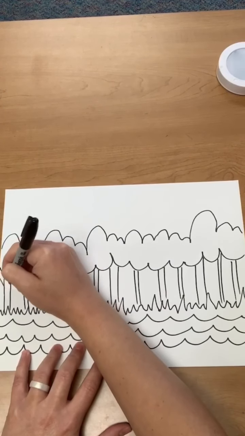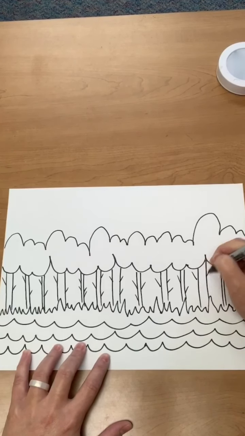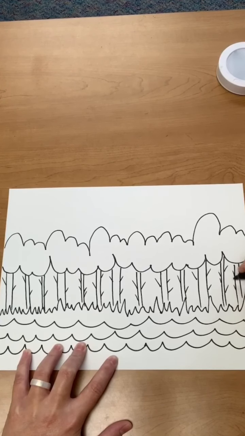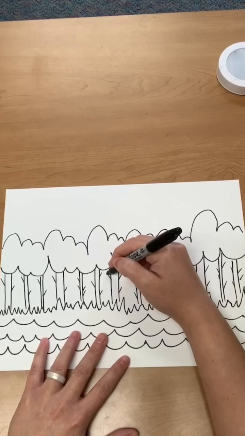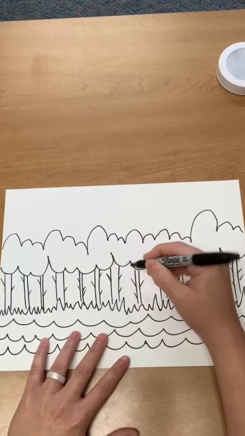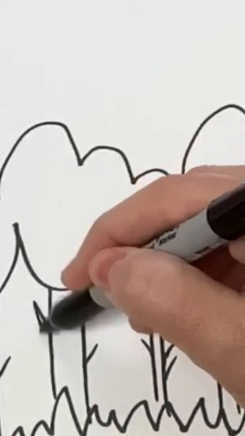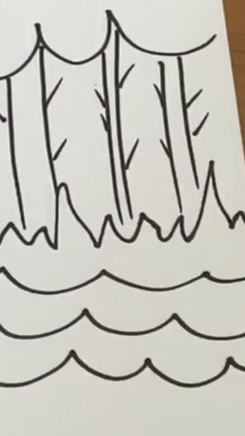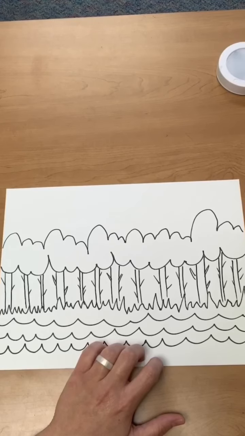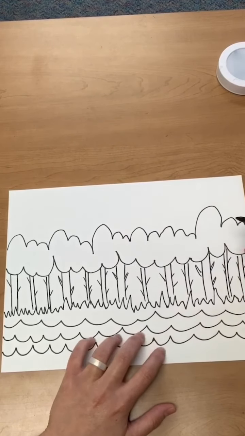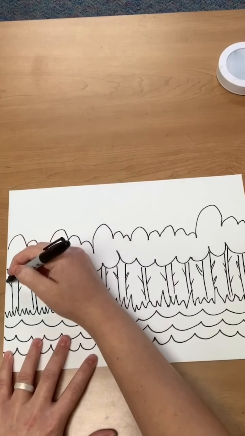You can add branches onto your trees. Maybe even for these closer ones, we can make the branches look thicker because, well, they're supposed to appear closer. So just a couple of these. Here's another thicker one. Just kind of doubled the line up to make it look like it's closer, and it's completely up to you because you are the artist.